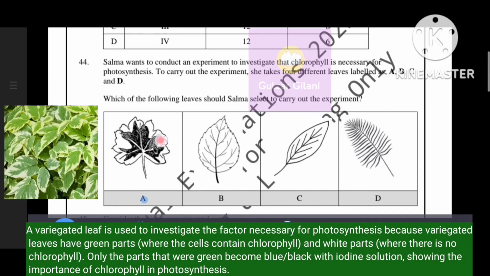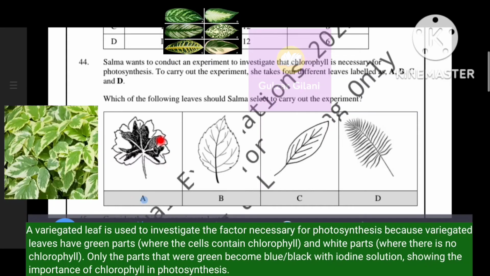As you know, a variegated leaf is used to investigate the factor necessary for photosynthesis because variegated leaves have green parts where the cells contain chlorophyll and white part where there is no chlorophyll. Only the parts that were green become blue-black with iodine solution, showing the importance of chlorophyll in photosynthesis. तो हमें वेरीगेटेड लीफ किस ऑप्शन में नजर आ रहा है? ऑप्शन A में. दैट्स वाई A इज द करेक्ट आंसर.